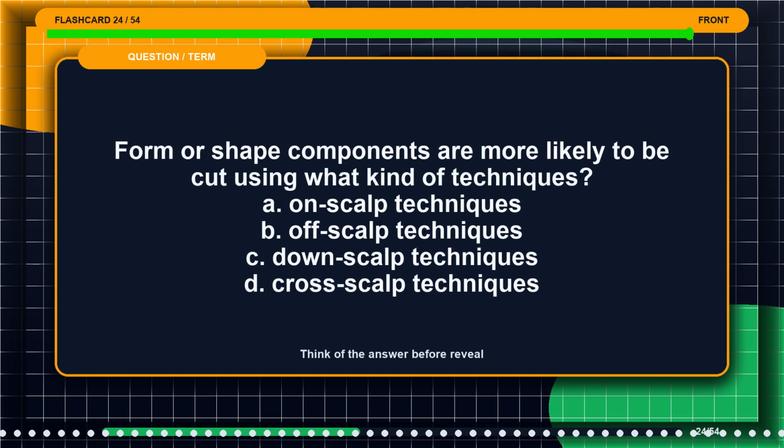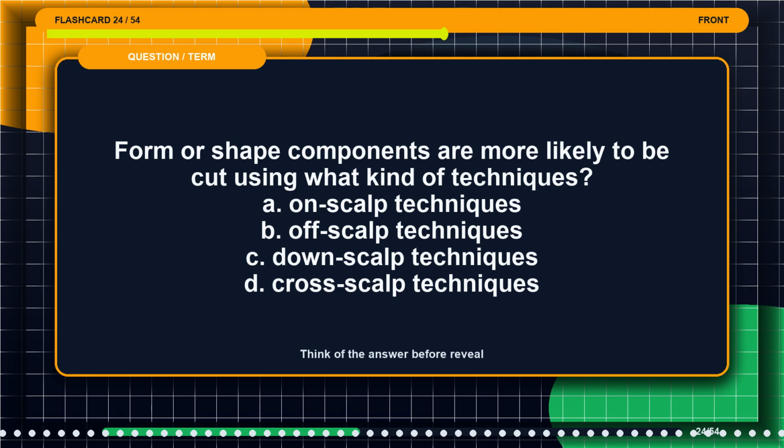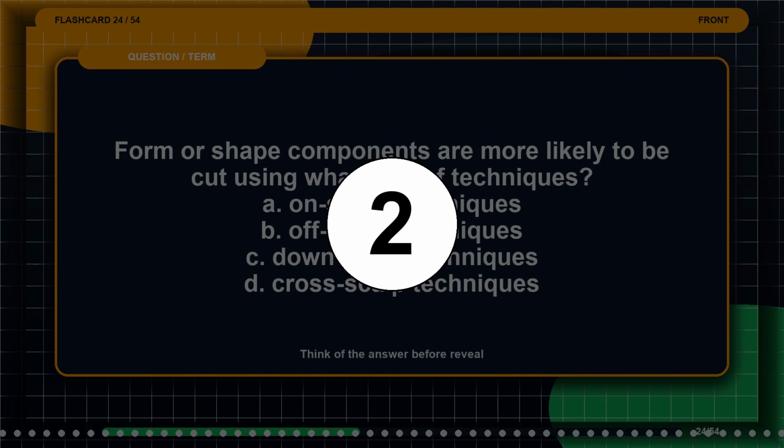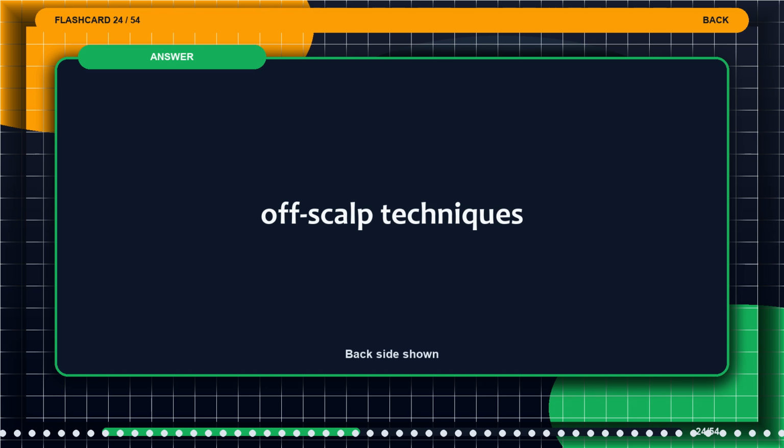Flashcard 24. Form or shape components are more likely to be cut using what kind of techniques? A, on scalp techniques; B, off scalp techniques; C, down scalp techniques; D, cross scalp techniques. Pause and think of the answer before the reveal. The answer is off scalp techniques.